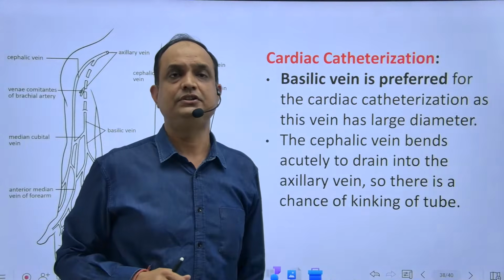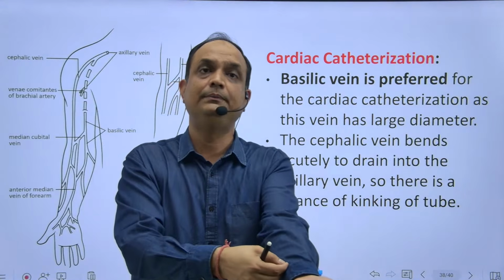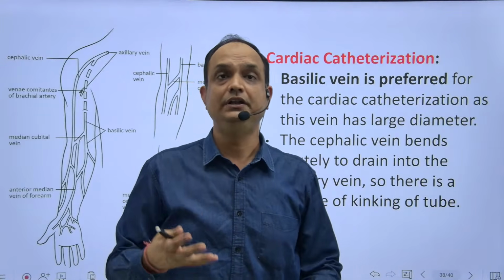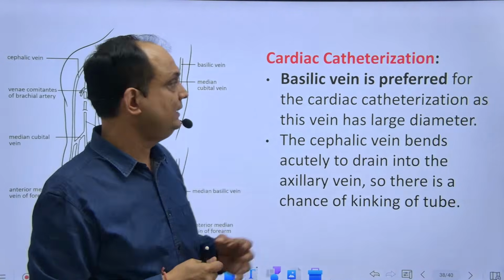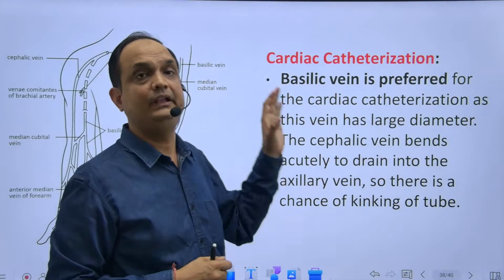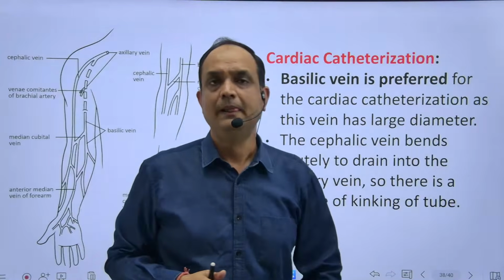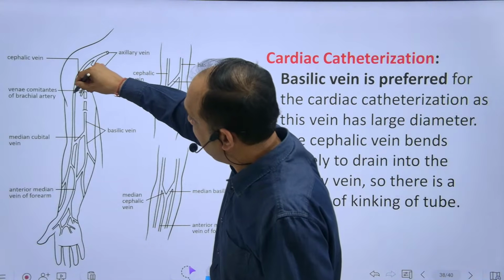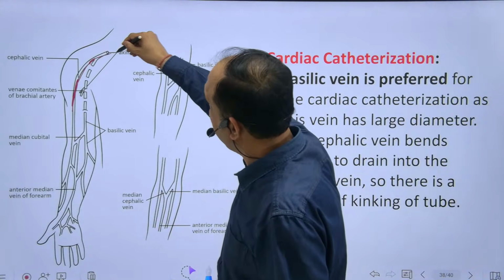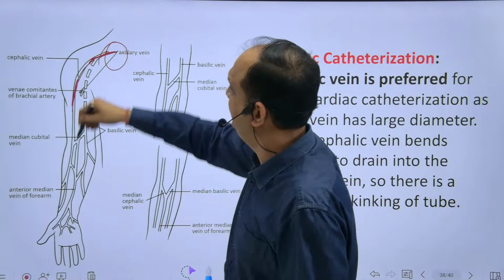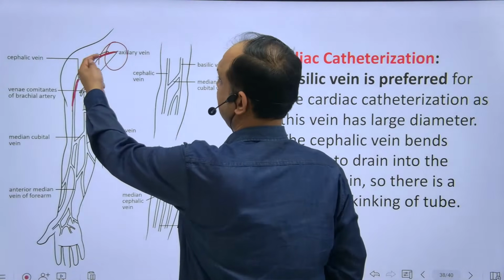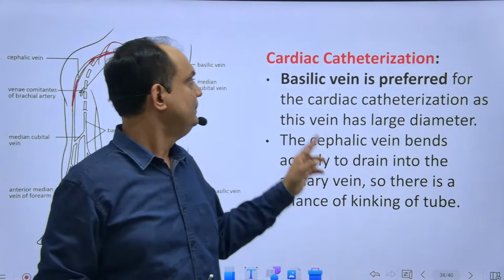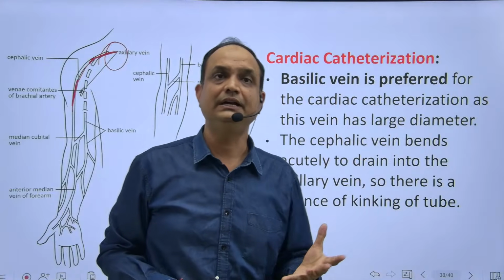What is cardiac catheterization? A small catheter passes through the basilic vein, and that catheter will reach your heart to see the condition of your valves and other things. But why not the cephalic vein? The cephalic vein is not used for catheterization because, you know, the cephalic vein is present on the lateral border. This vein has an acute opening into the axillary vein here. So when you pass the catheter, it will get stuck below the clavicle or it may kink. That's why the basilic vein is always preferred for catheterization.